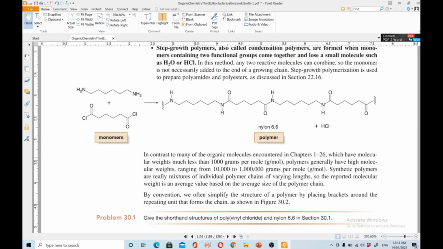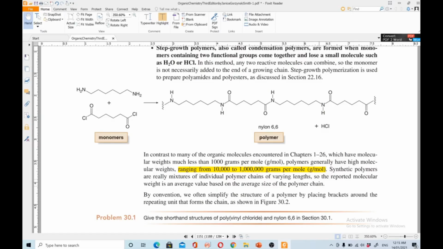In contrast to many of the organic molecules encountered in chapters 1 to 26, which have molecular weights much less than 1000 grams per mole, polymers generally have high molecular weights, ranging from 10,000 to 10^6 grams per mole. The big difference between polymers and other molecules is the molecular weight. So polymers possess huge, massive molecular weights compared to small molecules. Synthetic polymers are really mixtures of individual polymer chains of varying lengths, so the reported molecular weight is an average value based on the average size of the polymer chain.